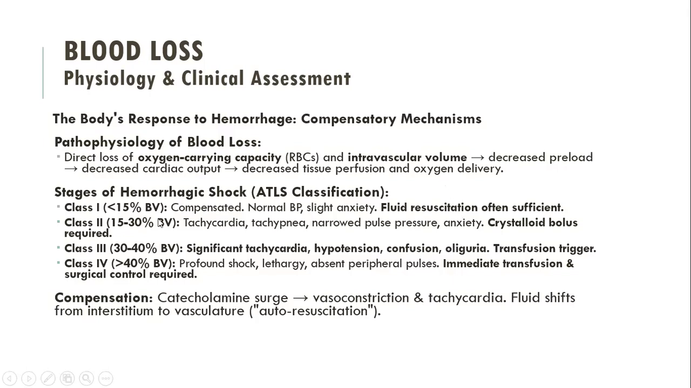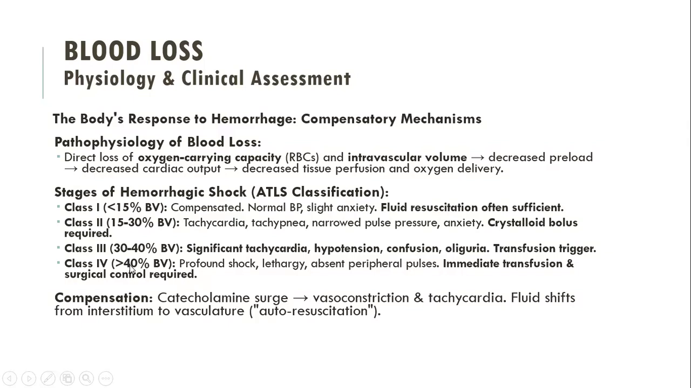Now, what are the stages of hemorrhagic shock? That is the ATLS classification. Class 1 is whenever there is less than 15% blood volume loss, and it is usually compensated. The patient will have normal BP and slight anxiety. With fluid resuscitation, the patient will be compensated and fine, so fluid resuscitation is often sufficient. In class 2, there is a loss of 15 to 30% blood volume, and the patient will have tachycardia, tachypnea, narrowed pulse pressure, and anxiety. Crystalloid boluses are required in class 2.